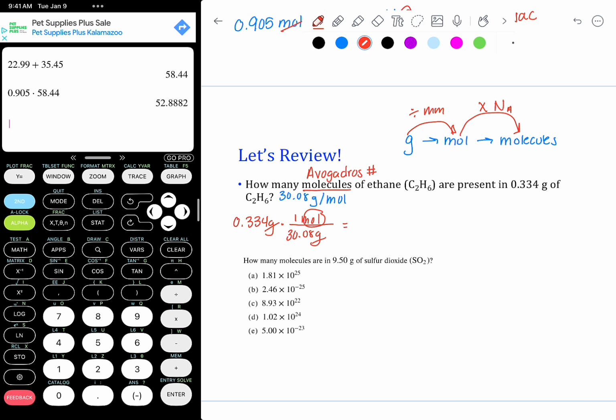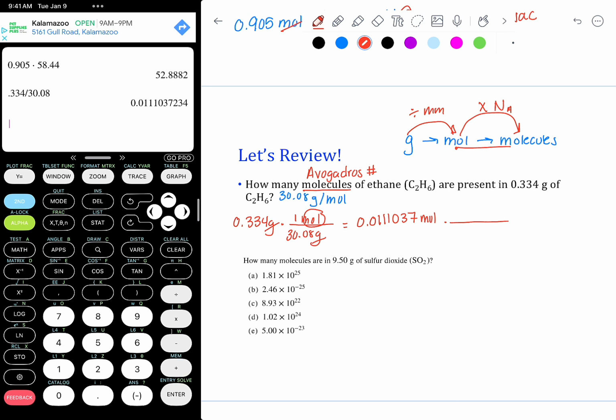So let's do that. 0.334 divided by 30.08, and we get 0.0111037. Now, because this isn't my final answer, I'm not going to round with significant figures. This is now moles. Now that I'm here at moles, I can convert to molecules by multiplying by Avogadro's number.